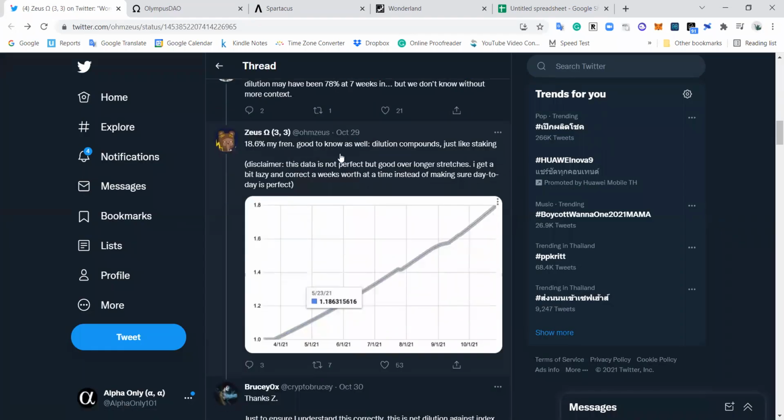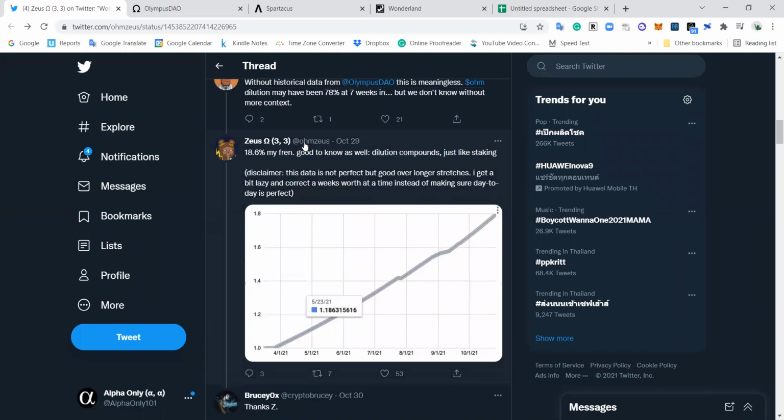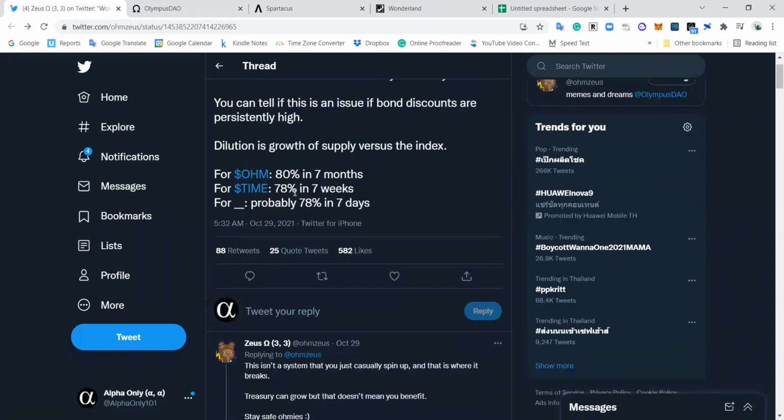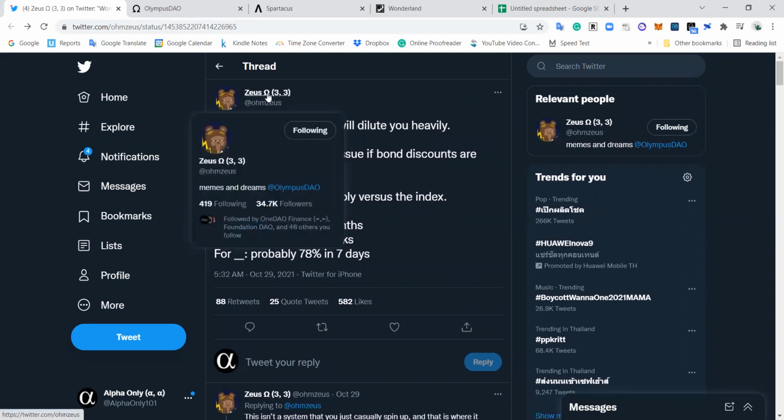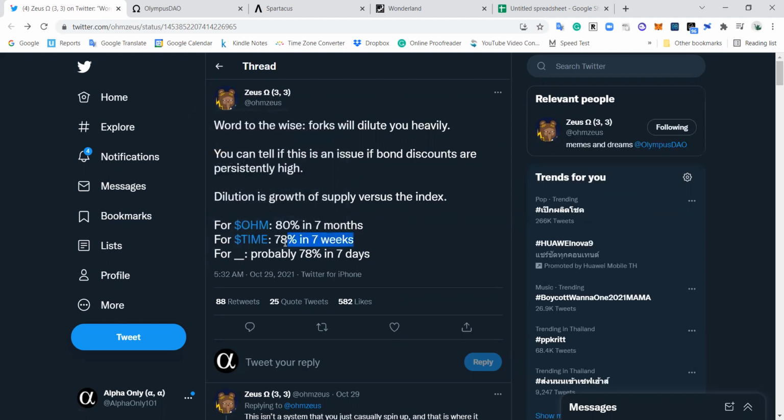But over time, this all adds up, right? As Zeus says down here, dilution compounds just like staking, right? So that's what he's saying here with these rates. It can compound really fast, right? He worked out that in 7 weeks, people who are just staking were being diluted by this much. Now, I haven't double checked that. I don't know how he's calculating that. But I do trust Zeus, even though he is throwing shade here. This guy understands how he built the system, right? He understands it better than anyone else. So yeah, over 7 weeks, it can really add up.